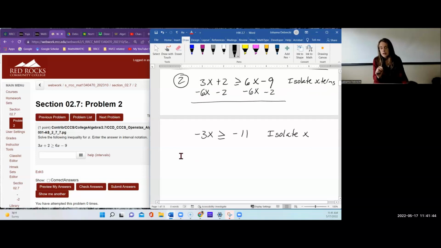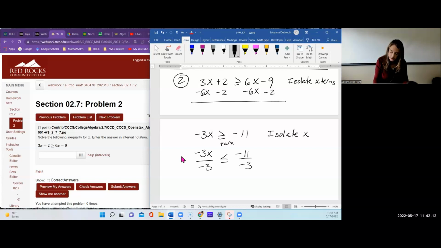But this invokes that weird rule for inequalities. If you multiply by a negative or you divide by a negative, you have to take the symbol and turn it around. Just the symbol, not the sides. This means that when I divide both sides by a negative 3, I'm going to have to take the symbol, which was greater than or equal to, and turn it around in order to have less than or equal to. This is called reversing the symbol.